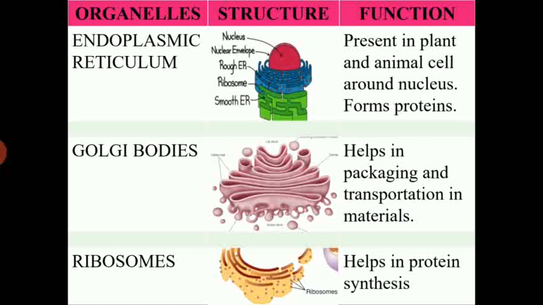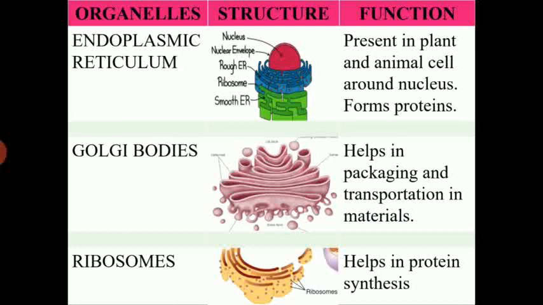The next organelle that we have is ribosomes. Now you see ribosomes, as I told you, ribosomes are attached in endoplasmic reticulum. You can see how the ribosomes are attached in rough endoplasmic reticulum, and this particular organelle is responsible for protein synthesis. So it is the part of machinery which forms proteins for our body. So ribosomes are very important for proteins.